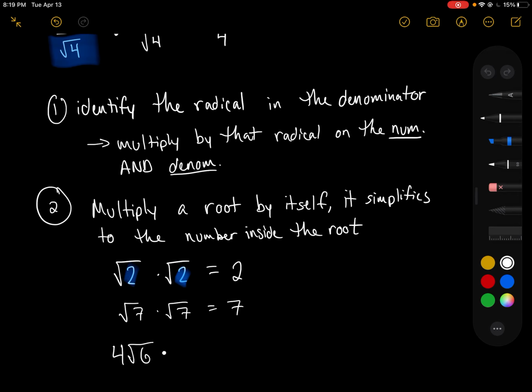Now the tricky part here is, what if we had something like 4 times the root 6? In this case, we actually don't need to multiply by 4 to get rid of the root. We just multiply by, you guessed it, only the root. When we do this, we'll be left with the 4 is still there, and the radicand, or the number inside of the root. So final answer there would be 24.